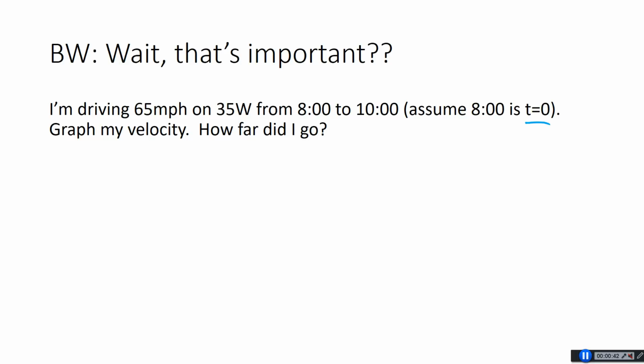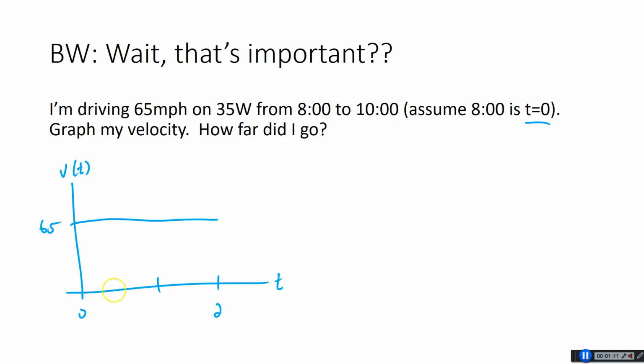So the idea of how far I went, maybe we can't quite do yet, but as far as graphing the velocity, this is going to be a pretty boring velocity graph, right? You can try this on your own if you want to pause the video, but I'm just going to graph here. So here's our velocity, v of t, and our time axis. We say 8 o'clock is t equals 0. So from 8 o'clock to 10 o'clock, I'm driving 65 miles an hour. So what's that graph going to look like? Well, here's 65, and here's what I'm doing. So here's 0, which is 8 o'clock, 1 is 9 o'clock, and 2 is 10 o'clock, right? So that's it. I drive at 65 miles an hour on 35W from 8 to 10.